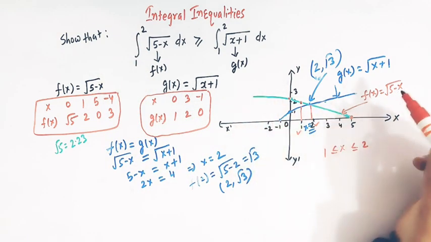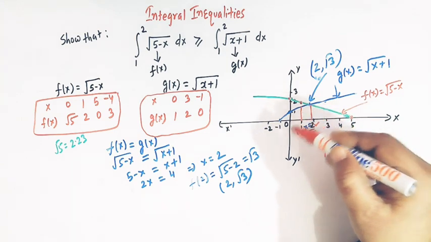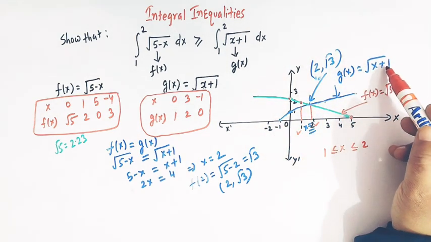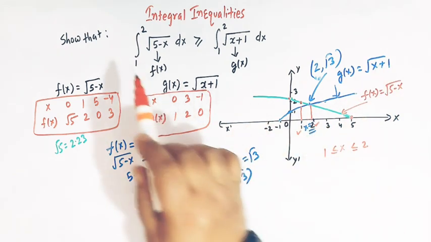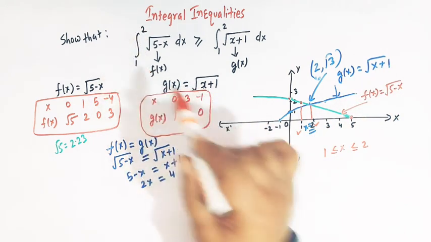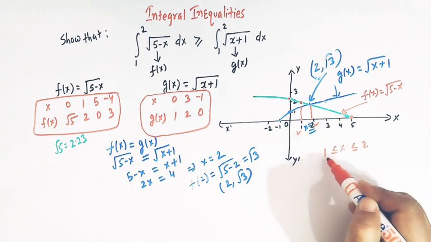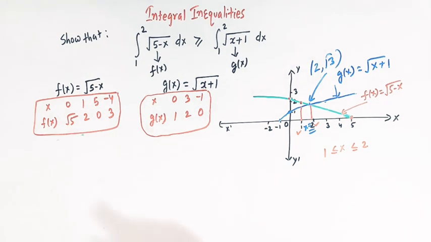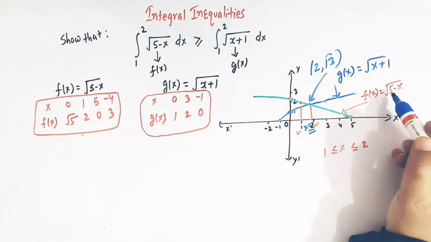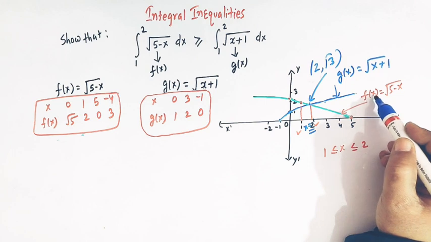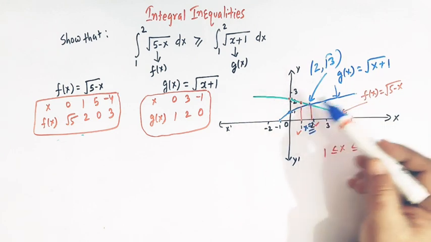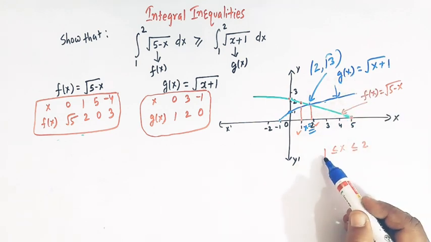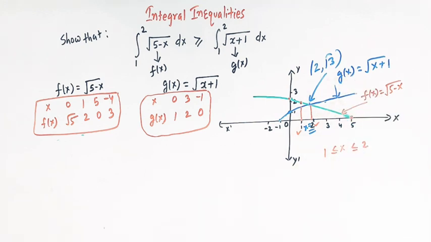So the graph of square root of 5 minus x always lies above the graph of square root of x plus 1 in the interval, because we are confined to the limits 1 to 2. So we are talking only about the limits, that is 1 and 2, right? Now from the graph, we see that this function f of x lies above this function g of x for all values of x belonging to this interval 1 comma 2, right?